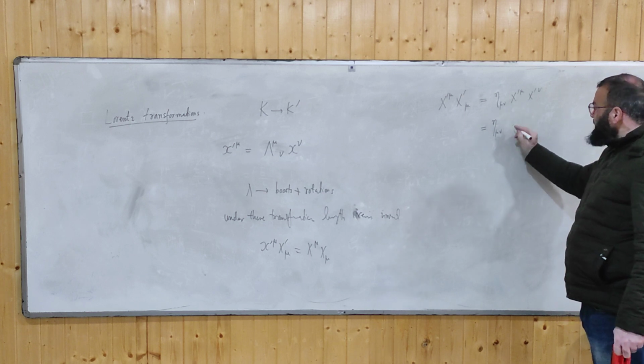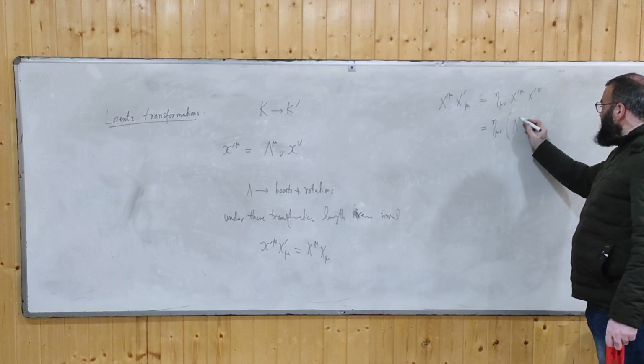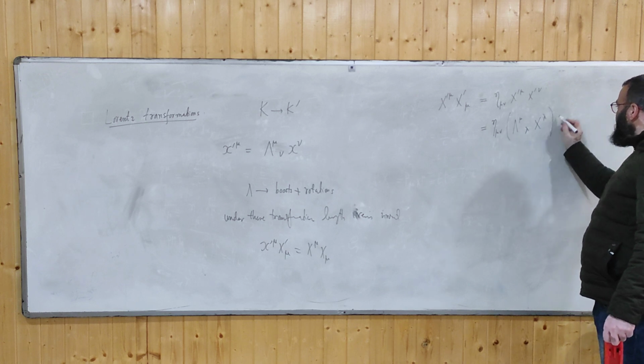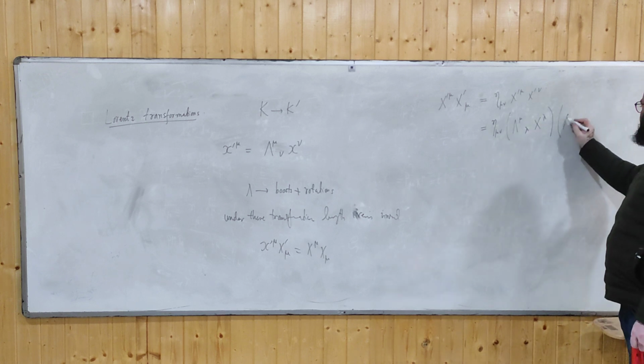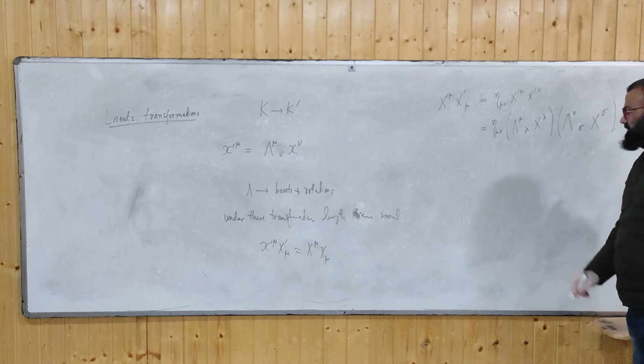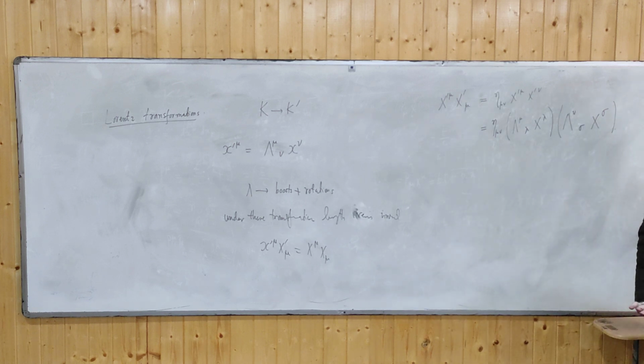What is x prime mu? I will write lambda mu lambda x lambda. Clear? Now what is x prime nu? So you write lambda. What is the index here? Nu. Let's write sigma, so it is x sigma. Clear? Everybody followed it? Let me repeat again.